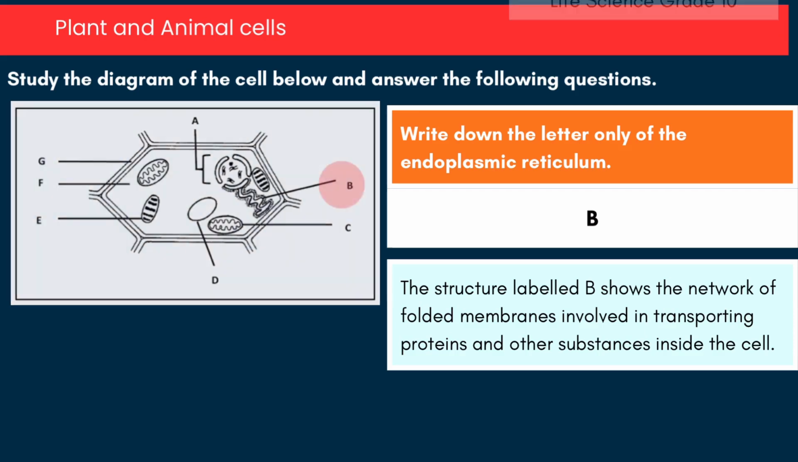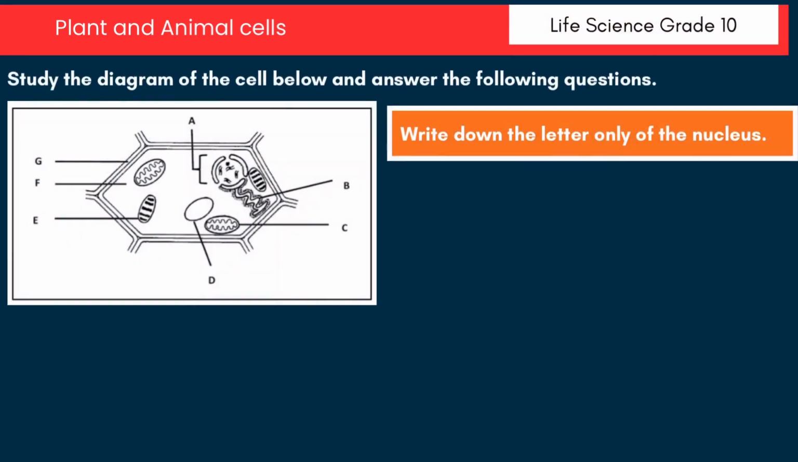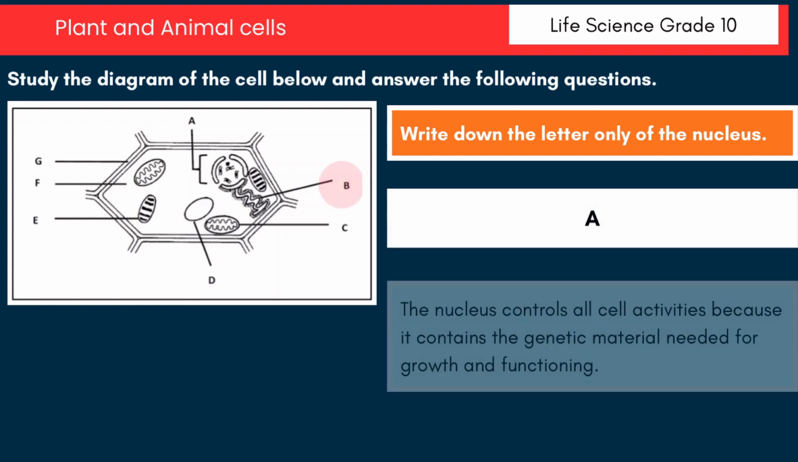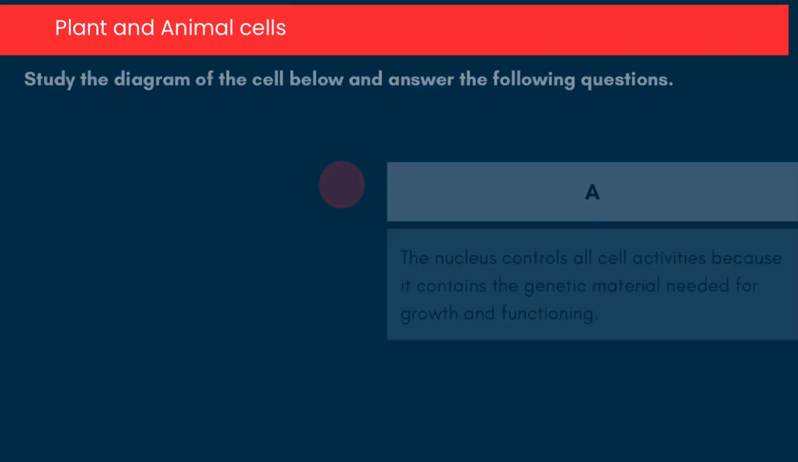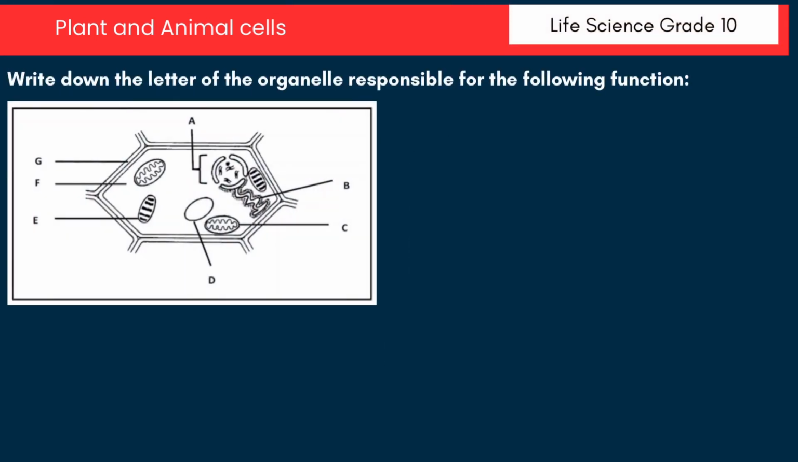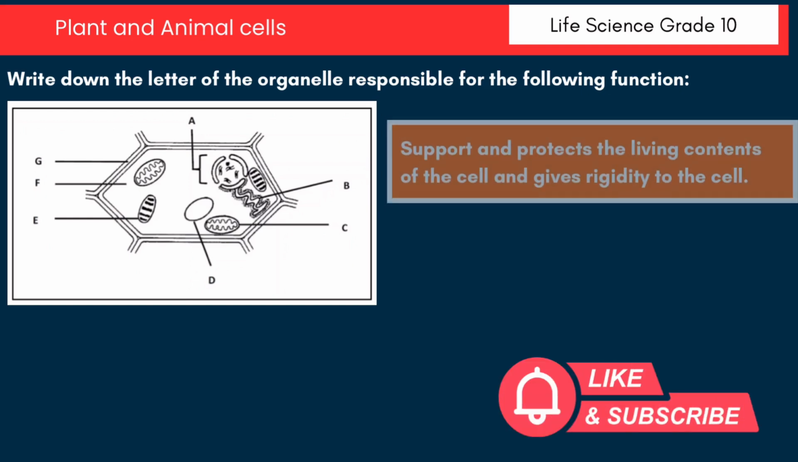substances inside the cell. Question. Write down the letter only of the nucleus. Correct answer is A. The nucleus controls all cell activities because it contains the genetic material needed for growth and functioning. Question. Write down the letter of the organelle responsible for the following function.